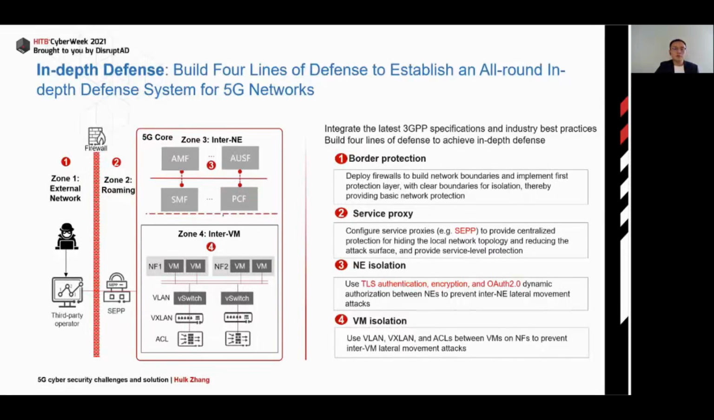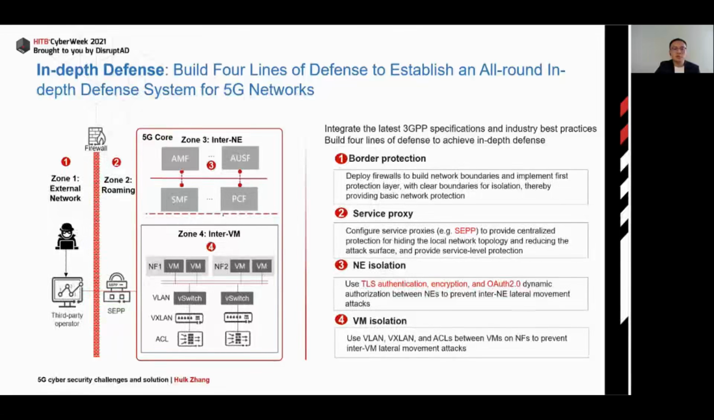Actually, the in-depth defense is like an onion model. There are different layers for the protection purpose. The first one is the firewall. This is arranged at the boundary between the network and other places outside the network. And the second one is the security edge protection proxy, and this is assigned between different networks.